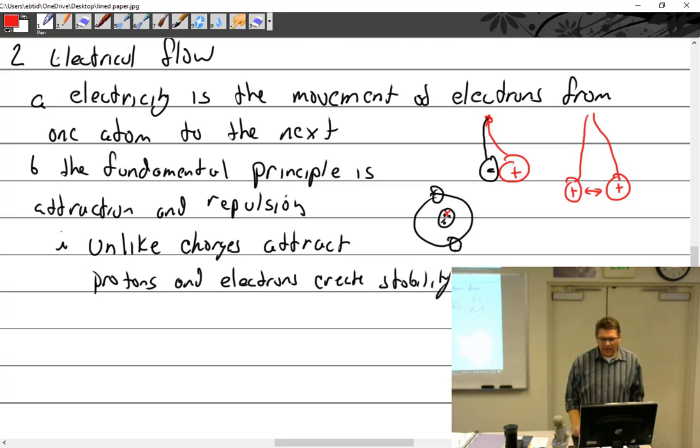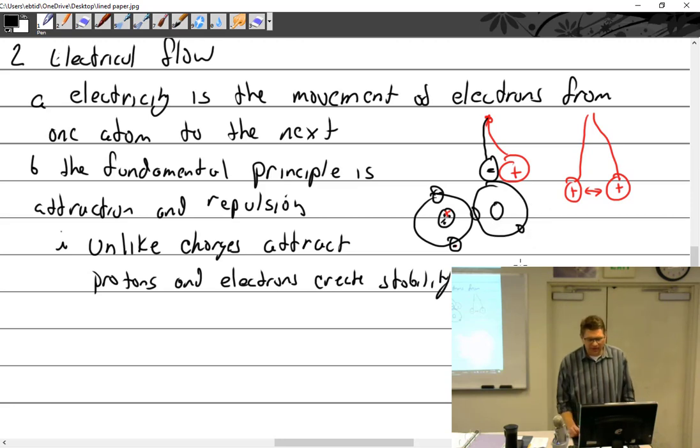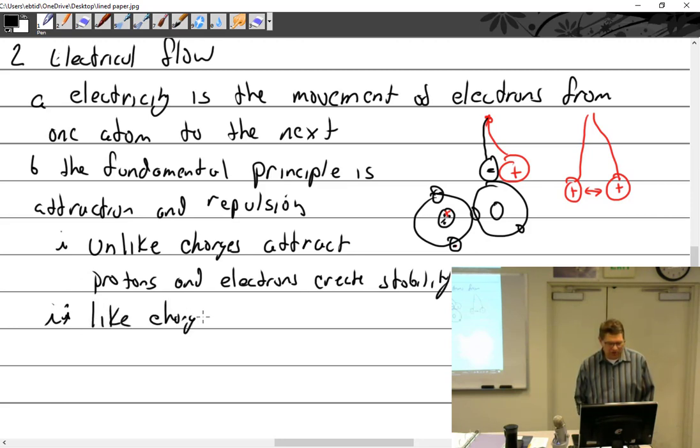But if we look at this electron here and this electron here, they're repulsed by each other. If I put another one over here, rotating around, they're going to be repulsed by each other, and so forth. So all of the electrons are repulsing each other. Like charges repel. Like charges repel.